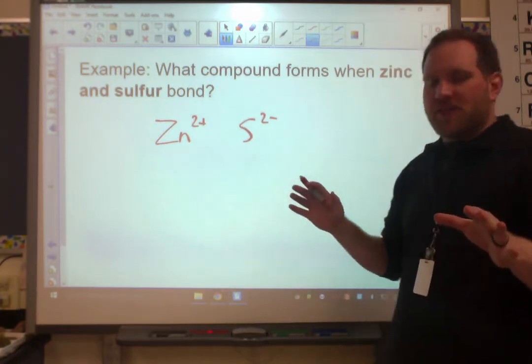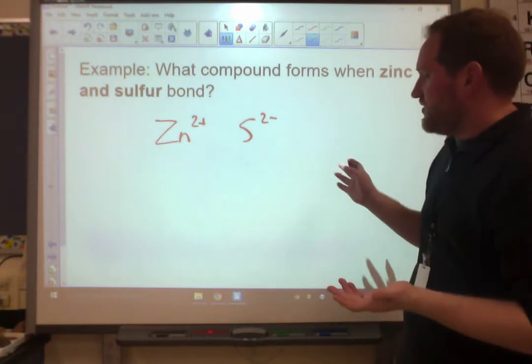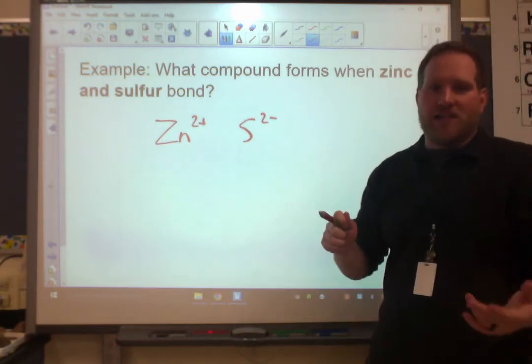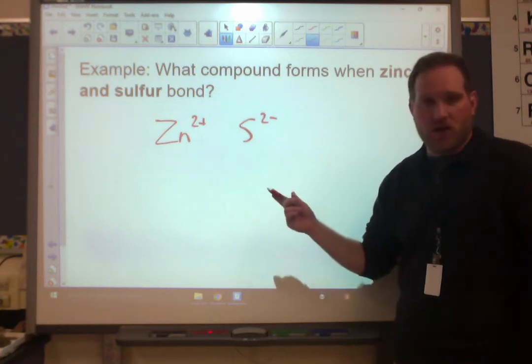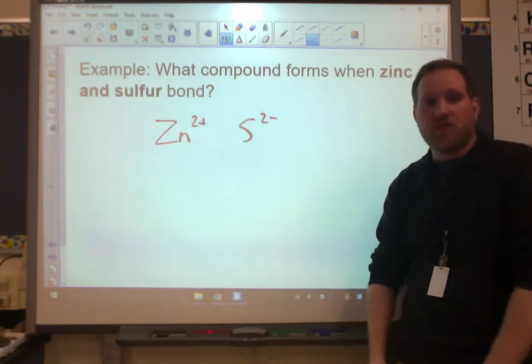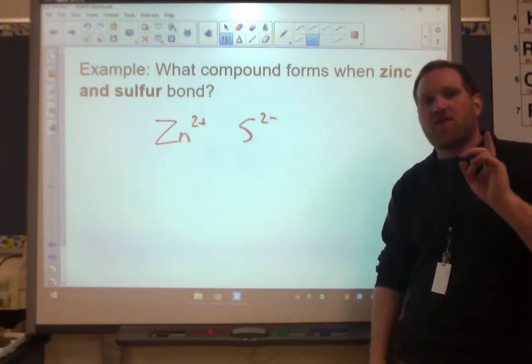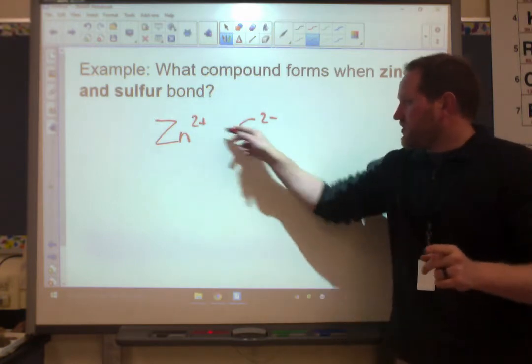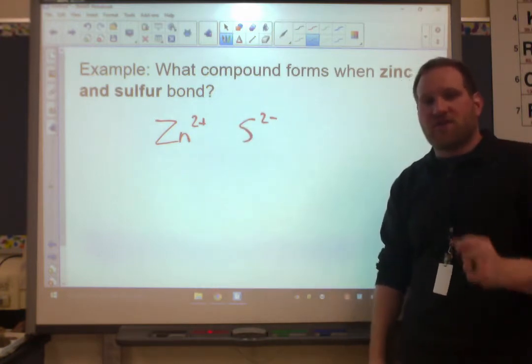You can still use it, but then you have to go one step beyond. If you looked at this without me saying the crisscross rule, it's probably even easier. How many of each of these do you need to balance it out? Well, 1, right? It's 2 plus and 2 minus. So the formula is simply going to be ZnS. Now, if you do the crisscross rule, you would end up with a 2 here and a 2 here, but you would have to simplify it down.